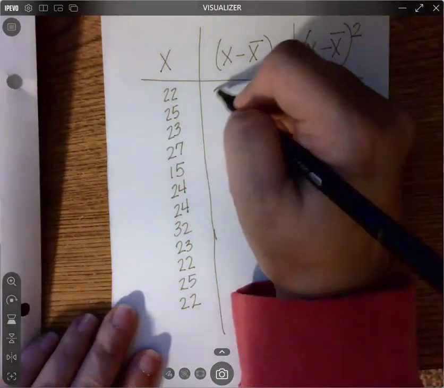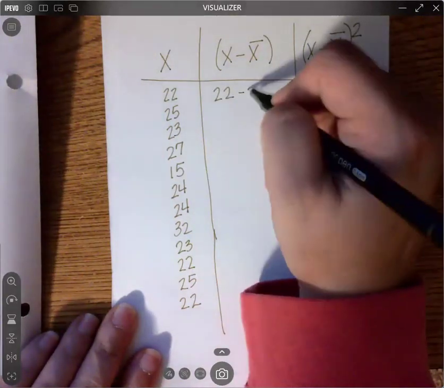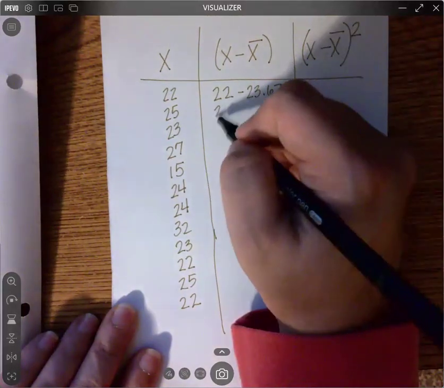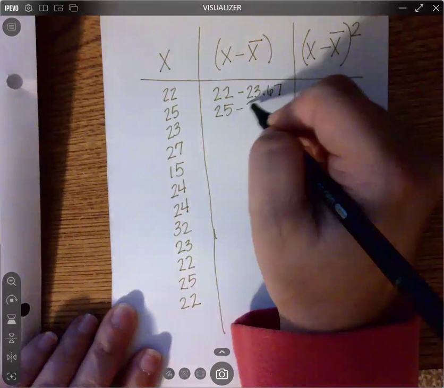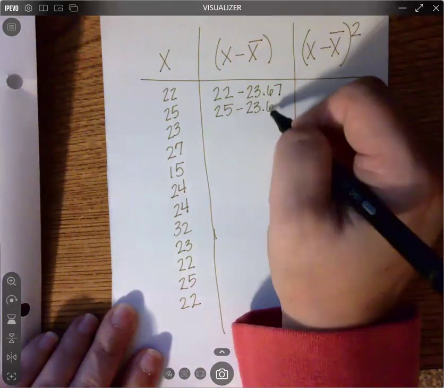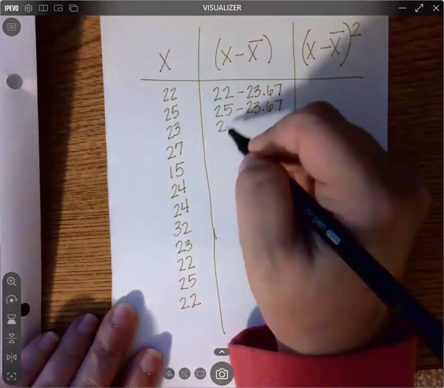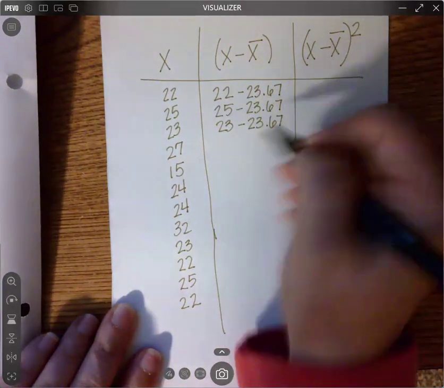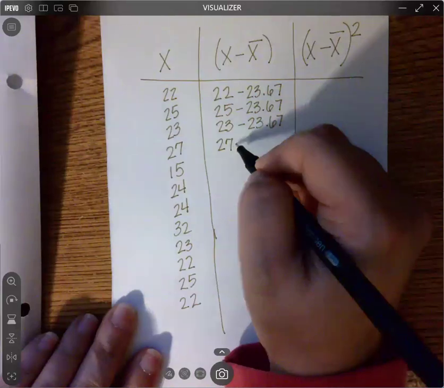So we're going to write down 22 minus 23.67, 25 minus 23.67, 23 minus 23.67, and keep going all the way down.